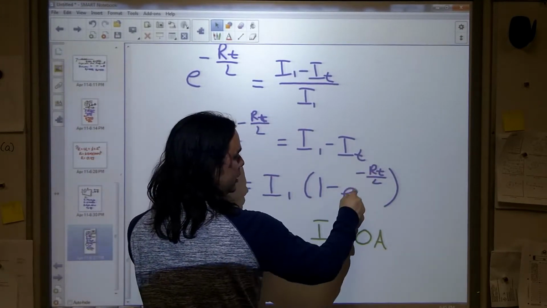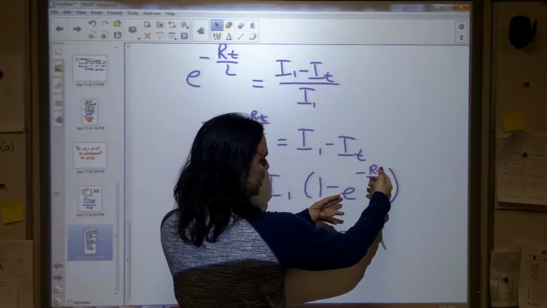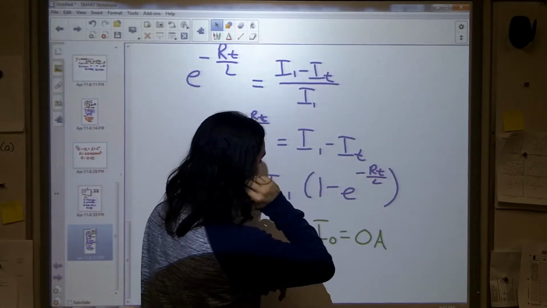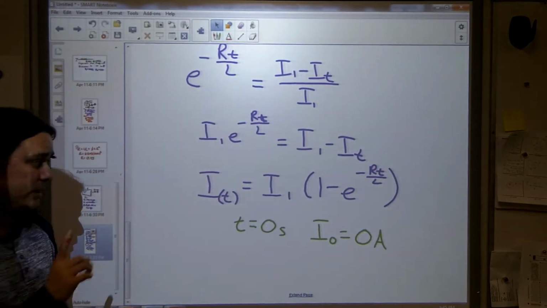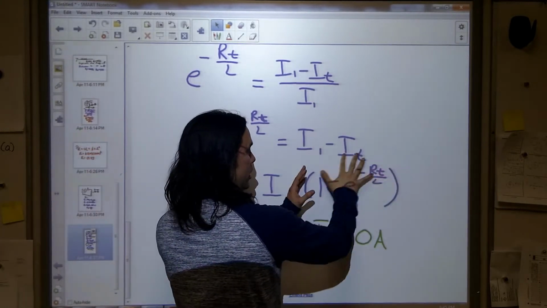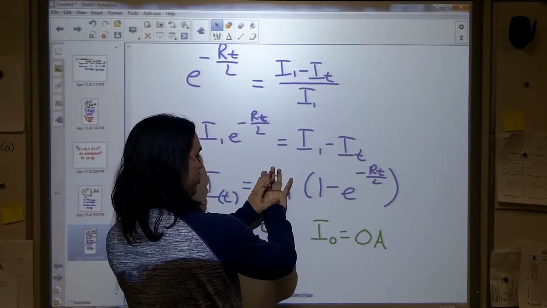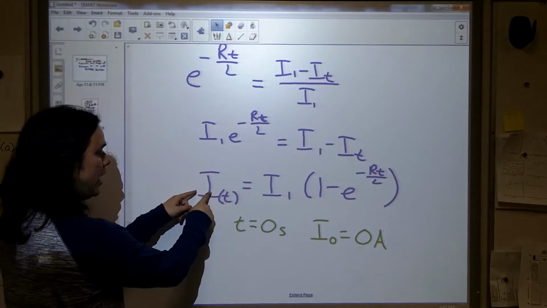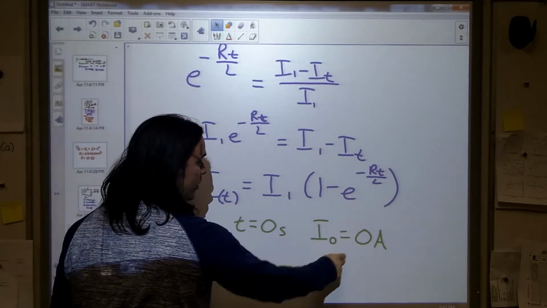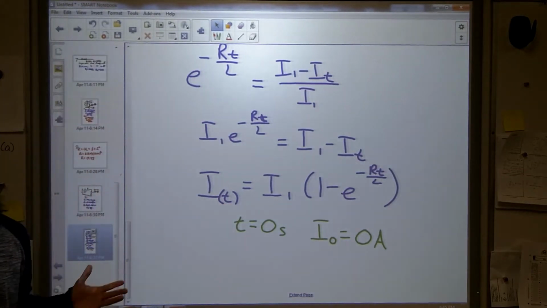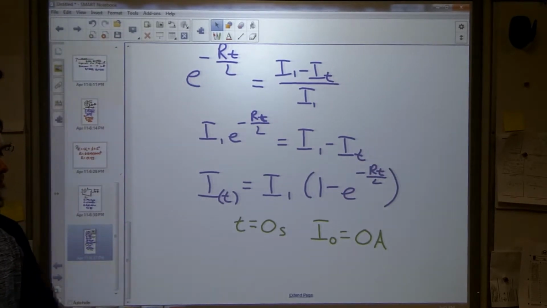If I put 0 in here, we have e raised to the negative 0, so e raised to the 0. Anything raised to the 0 is 1. 1 minus 1, this whole thing goes to 0, which means this whole side is 0, and our current at time equals 0 is in fact 0 amp. Great, we've met a boundary condition.